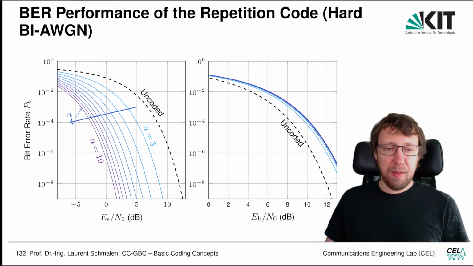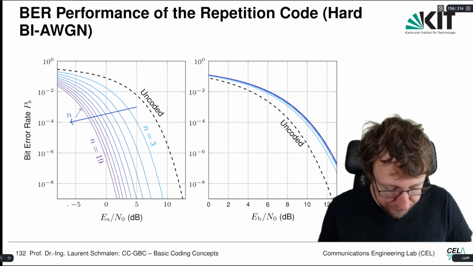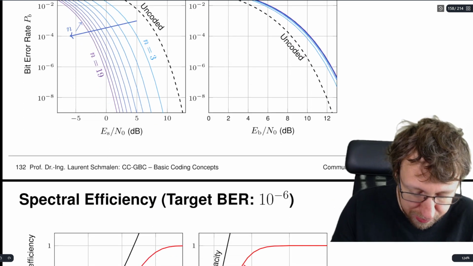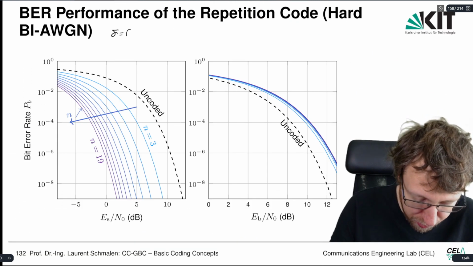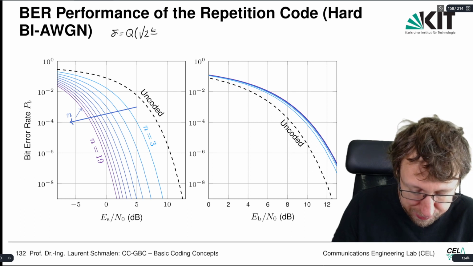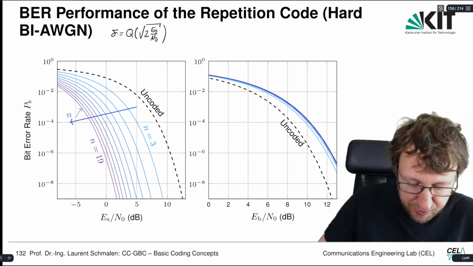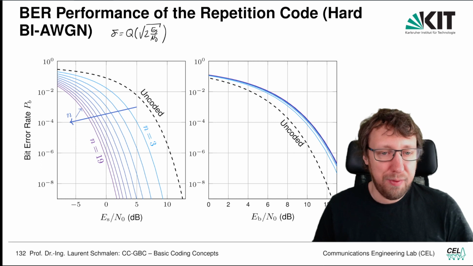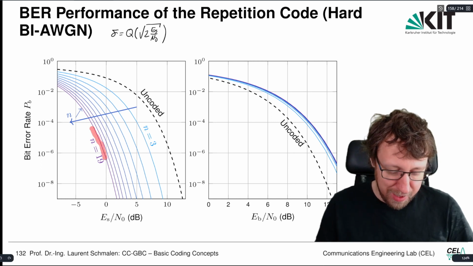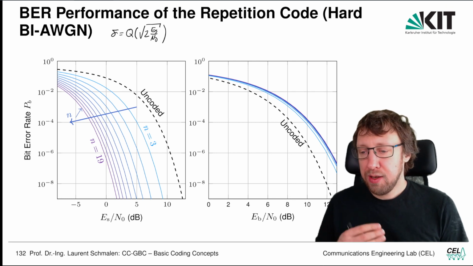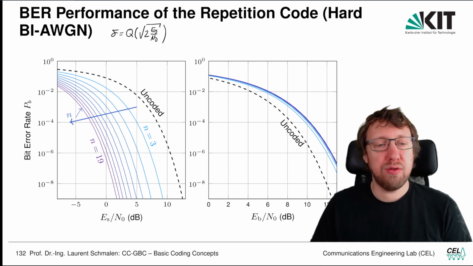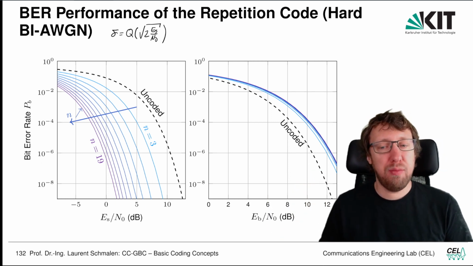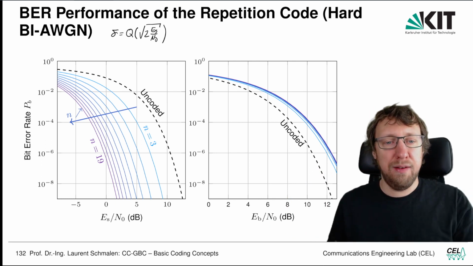So this is what we get. First, as a function of ES over n0, we calculate delta, because we know that delta is equal to Q of square root of 2 times ES over n0. And then we calculate the performance for different numbers of n. So we start with n equals 3, and we go up to n equals 19. And we see that the performance improves if we increase n, which makes sense because we have a larger repetition code, and we can potentially correct more errors if we increase n.